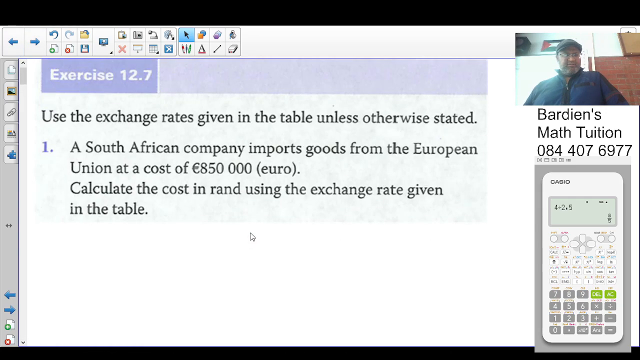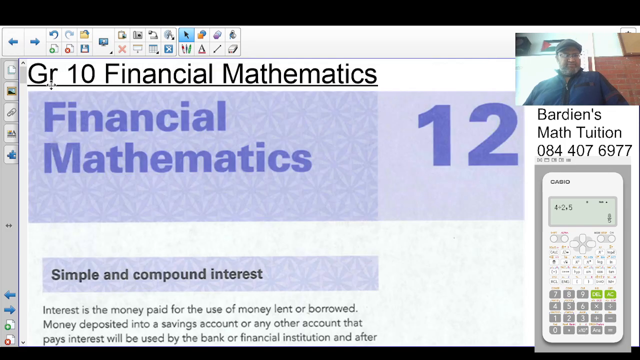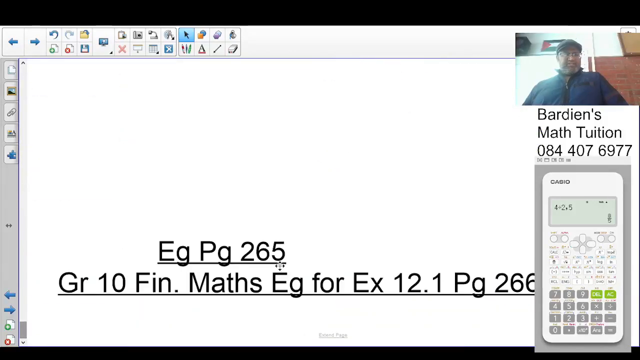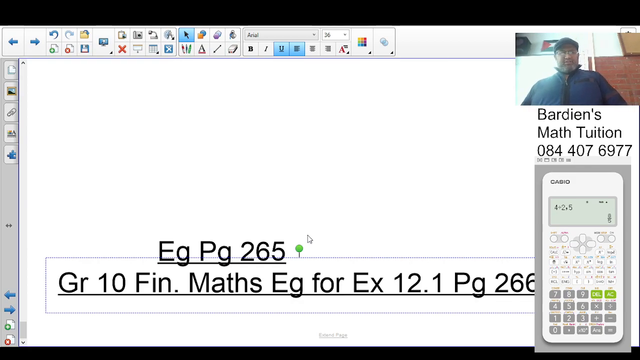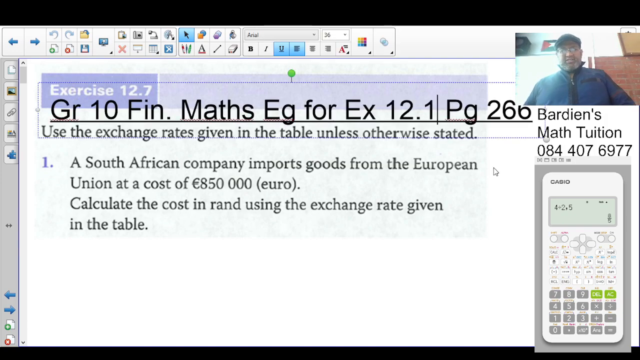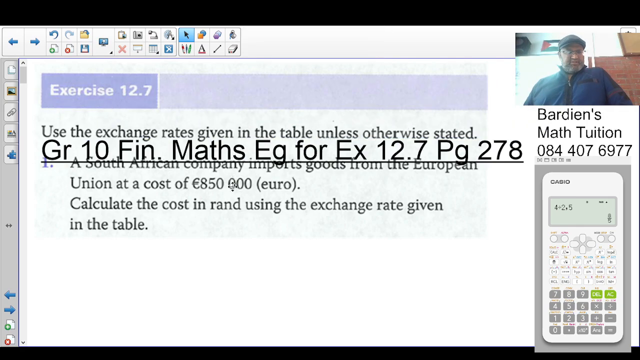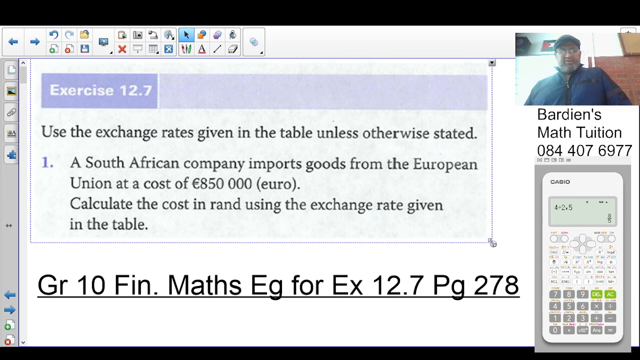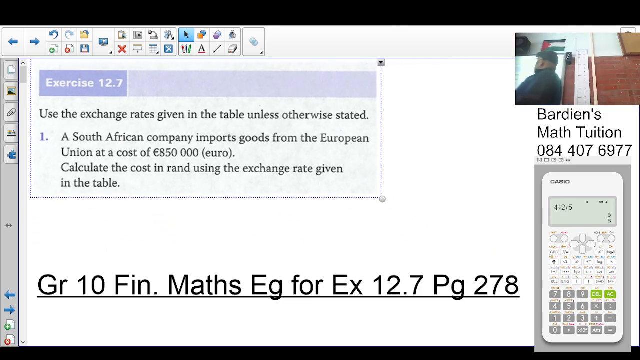So we're here now. But this is the lesson for exercise 12.8, not so. Exercise 12.7 is on page 278. Okay, so I've got all the odd numbers already. So let's go with it.